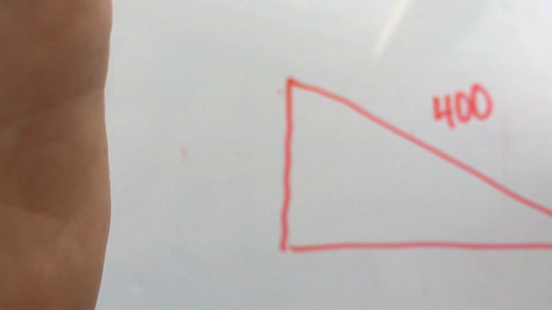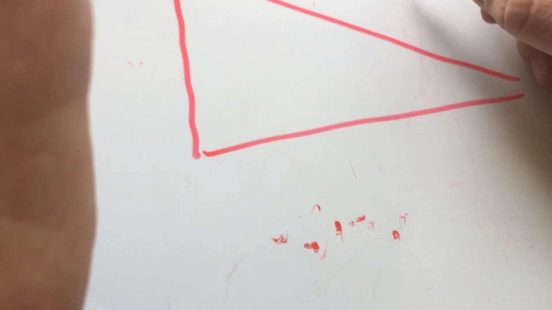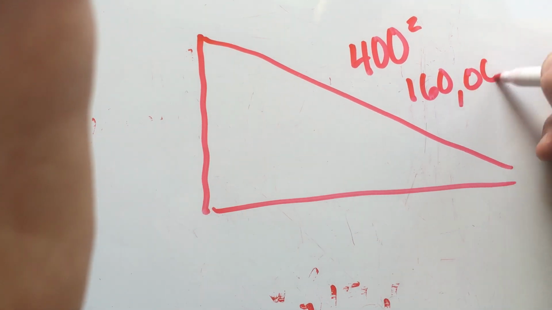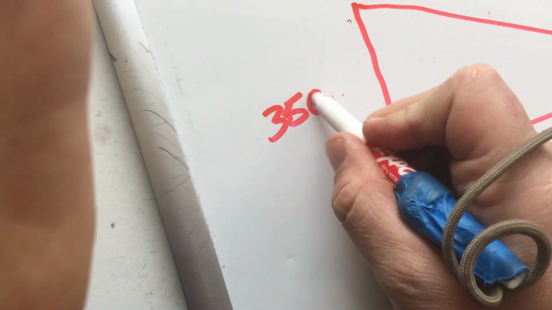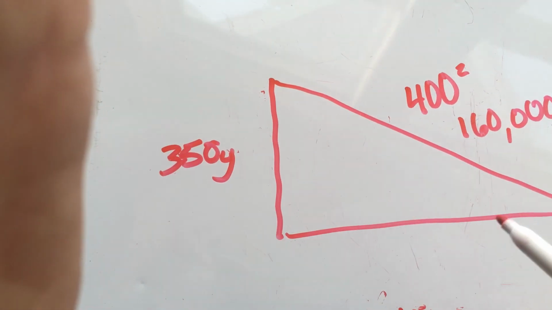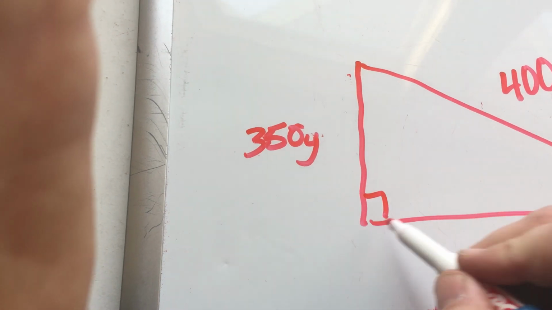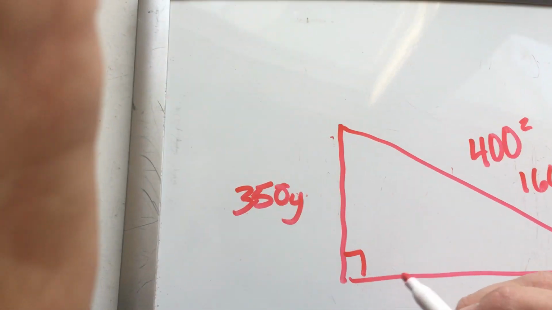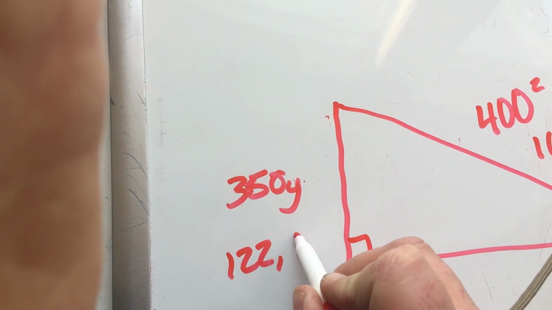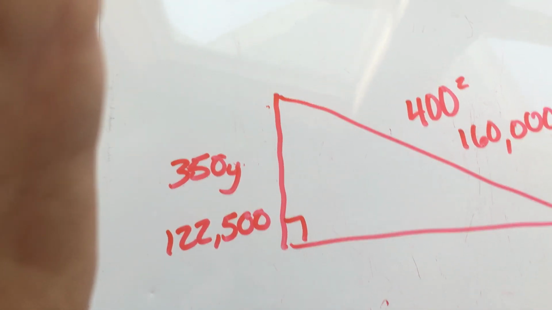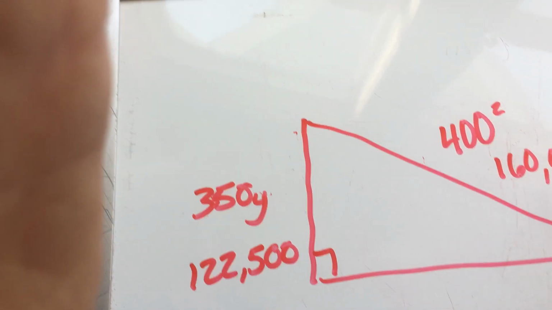But let's do something really big and really drastic. This is not to scale. We're going to take that same 400-yard shot, which we know squared is 160,000. Okay, and then we're going to say we're 350 yards elevated above our target. And this is a right angle, by the way, in all of these drawings. If we square that, I'm going to get 122,500.